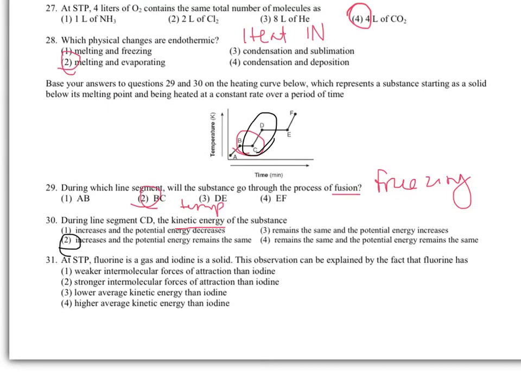Question 31 is a very important question, and it is a good review of the differences between solids, liquids, and gases. It may be tested. So at STP, fluorine is a gas while iodine is a liquid. And this is because fluorine has weaker intermolecular forces, so it doesn't stay together.